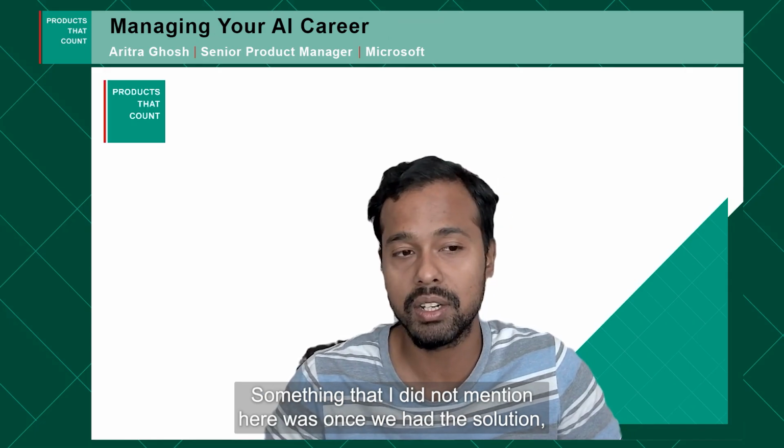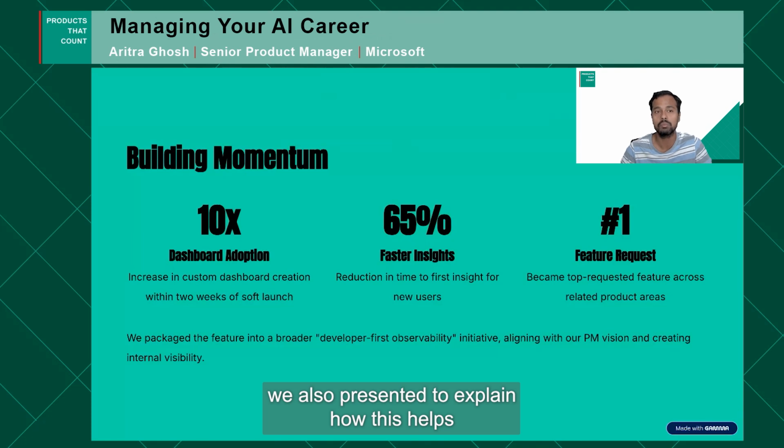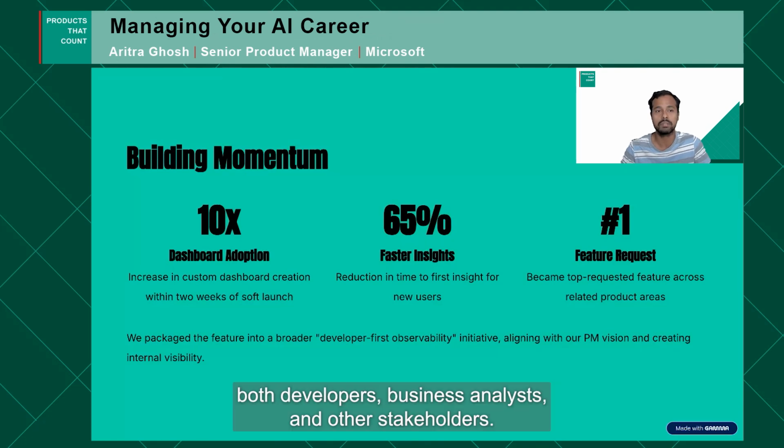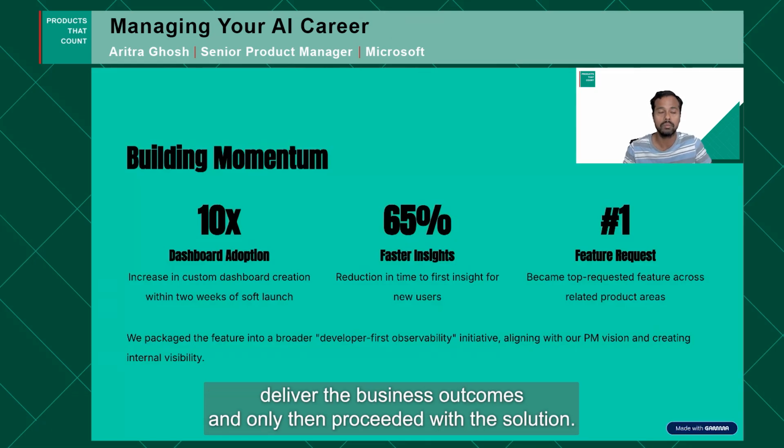Something that I did not mention here was, once we had the solution, we also presented to explain how this helps both developers, business analysts, and other stakeholders. So that was key in terms of crafting a story, how it would help deliver the business outcomes, and only then proceeded with the solution.